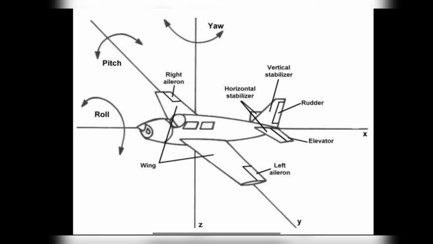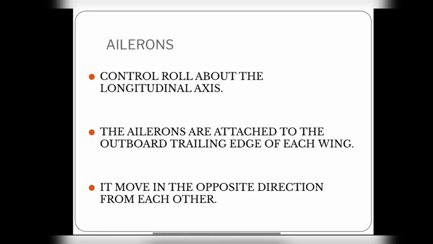This is the raw diagram of the arrangement in aircraft, that is elevator, rudder and aileron, with respect to the lateral axis, vertical axis and horizontal or longitudinal axis. First we will see about the aileron.